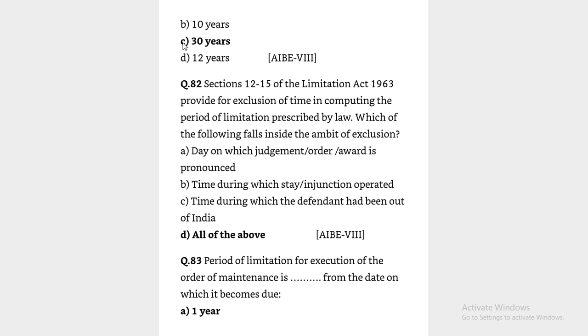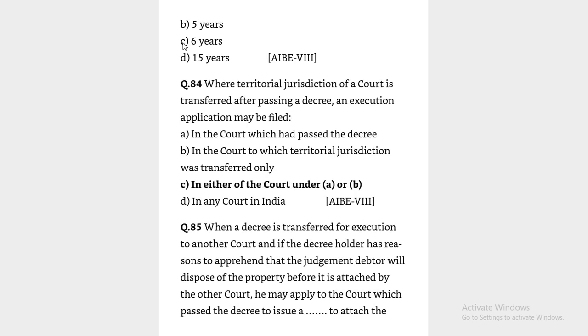The period of limitation for the execution of an order of maintenance is 1 year from the date on which it becomes due. Where the territorial jurisdiction of a court is transferred after passing a decree, an execution application may be filed in the court which passed the decree or in the court which has territorial jurisdiction. In both cases it can be done.